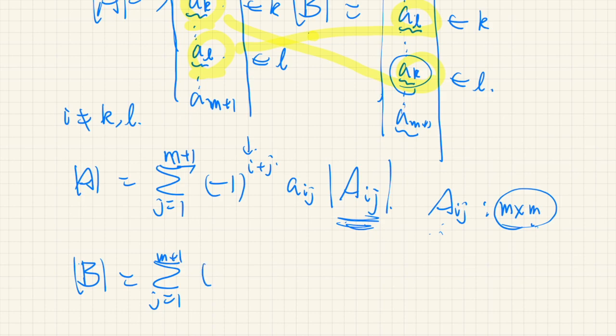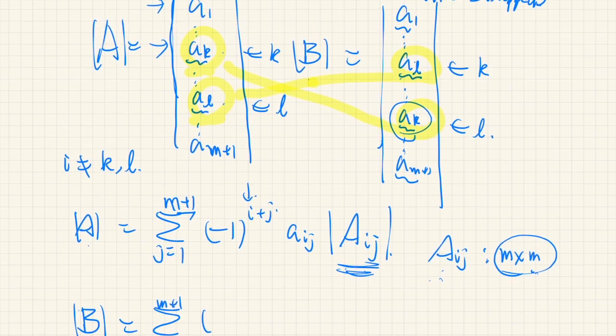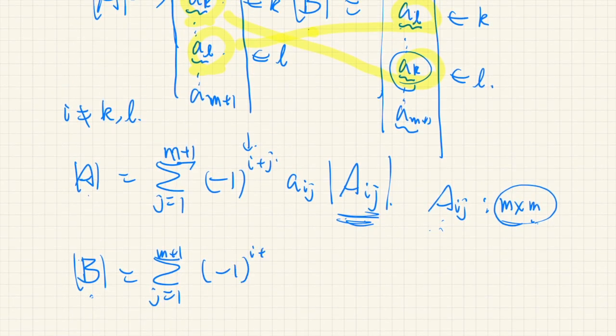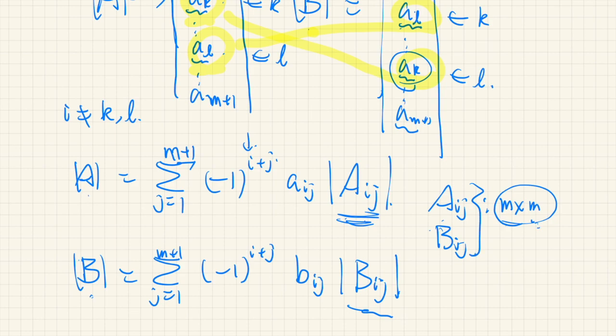Okay, the matrix B is the same as A, except that the kth row and the lth row are swapped. So we have something like this: B_ij, and of course this B_ij is also an (m-1) by (m-1) matrix.